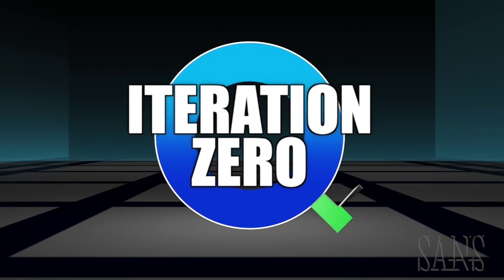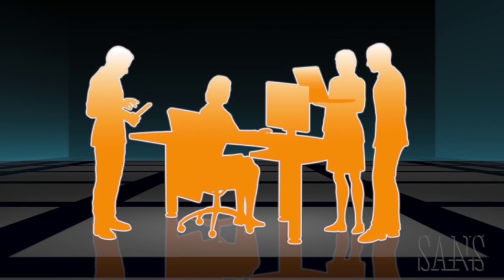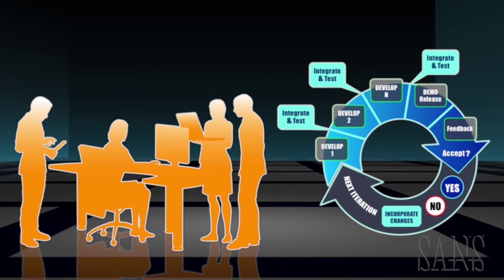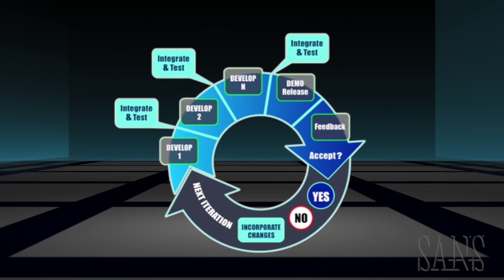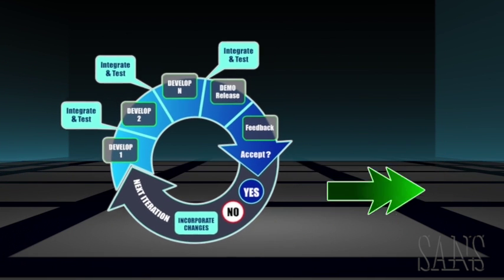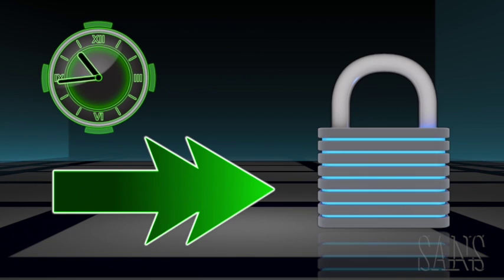After Iteration 0 has been completed, the development team is ready to begin looping through each sprint and obtaining feedback from the customer. It is important to remember that each sprint is intended to be lightweight and quick, which creates a trade-off between agility and security.